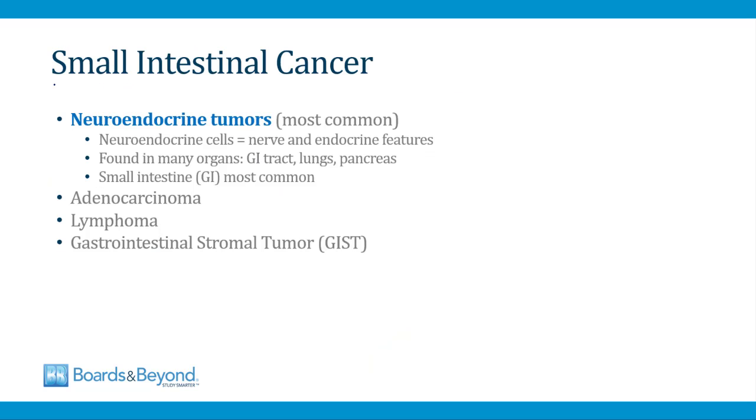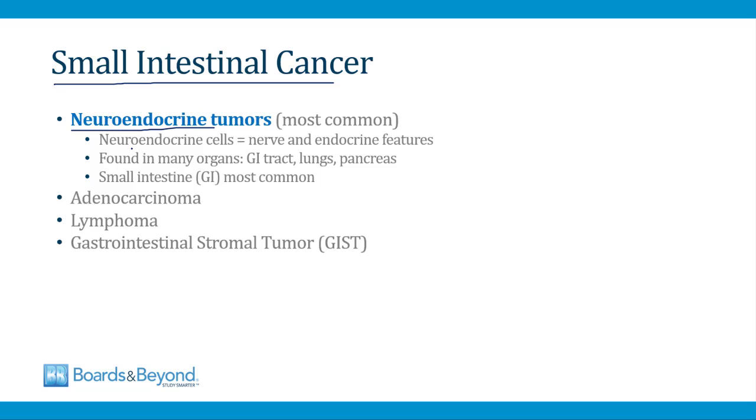I'll finish this video by talking about small intestinal cancer. Cancers of the small bowel are relatively rare. Most of the intestinal cancers occur in the colon, which I talk about in another video. But in terms of cancers that develop in the small intestine, the most common form is called a neuroendocrine tumor.